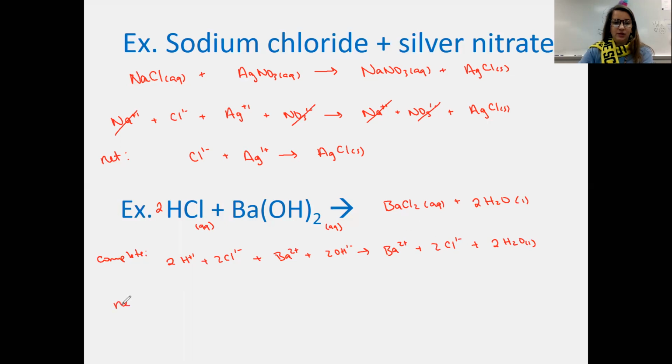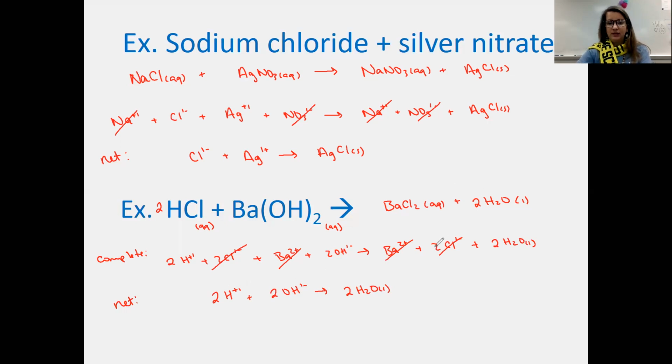Now, before we do our net ionic, we need to cross out any ions that appear on both sides of the equation because those are going to be our spectators. So we can see that the chloride ions pop up on both sides and the barium ions pop up on both sides. So that leaves us with two hydrogen ions, two hydroxide ions, and two waters. And that is how you do net ionic equations.